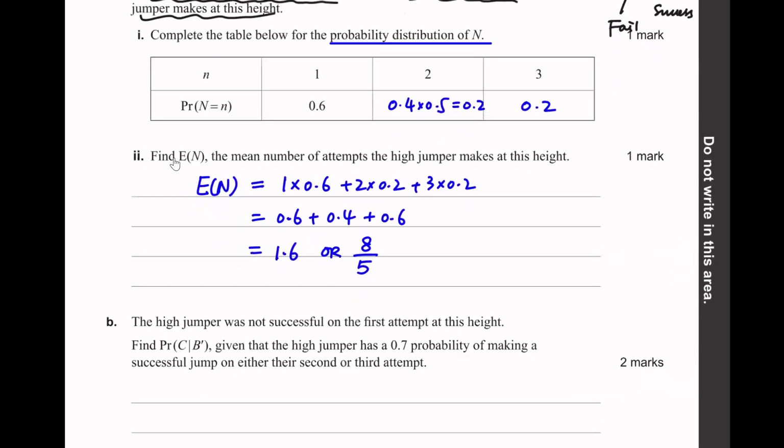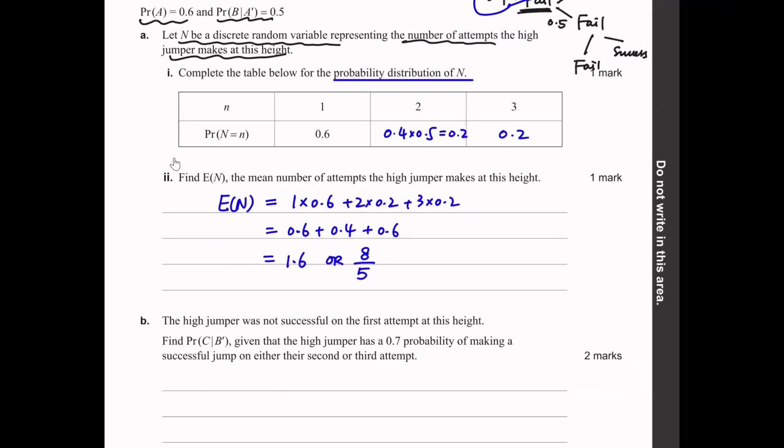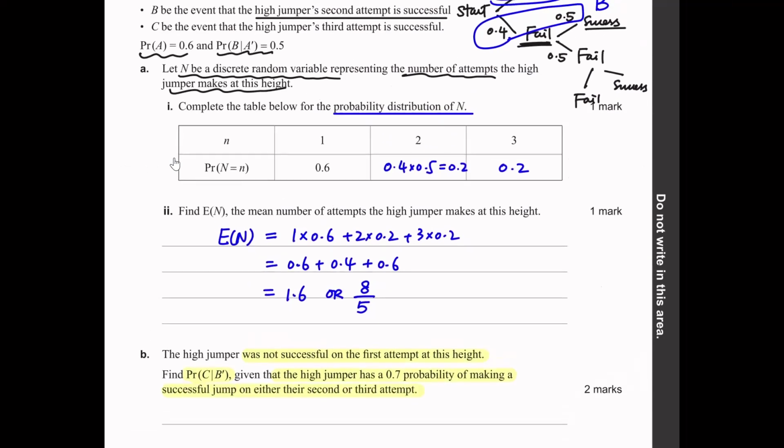Okay. The high jumper was not successful on the first attempt at this height. Find probability C given B dash, given that the high jumper has a 0.7 probability of making a successful jump on either their second or third attempt. So this is, in my opinion, a hidden conditional probability. This is my condition. The key idea is reduce your sample space.